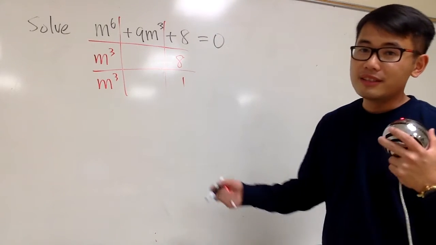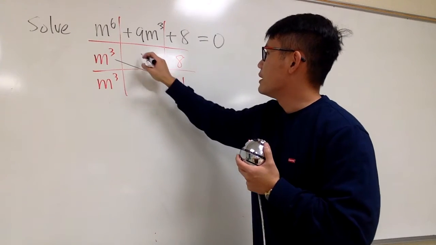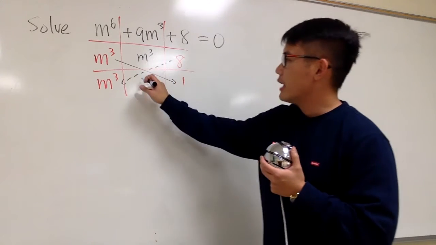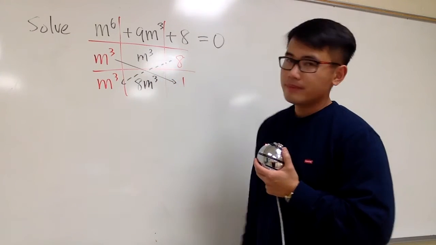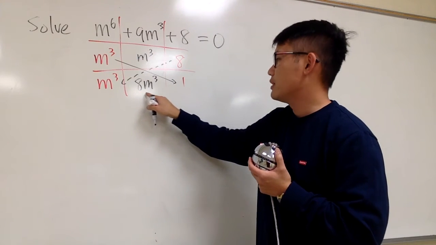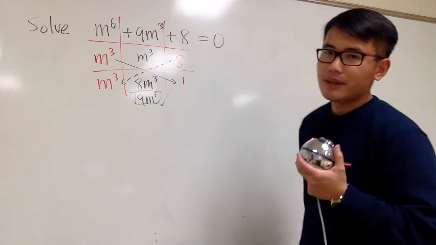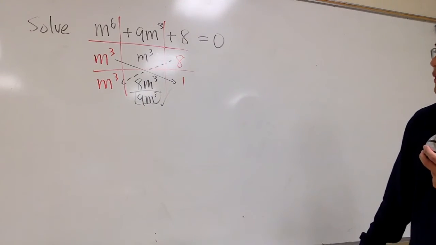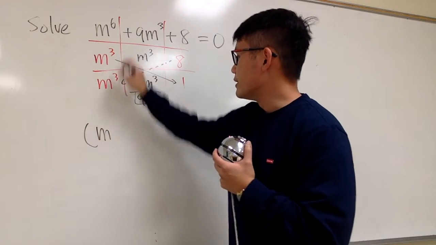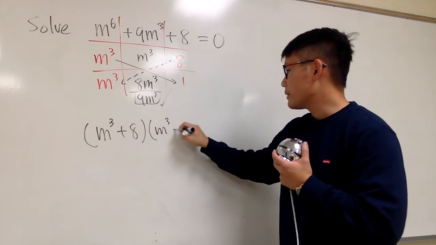Both being positive, and this is going to work because I can show you this times this, m to the 3rd power times 1 is just m to the 3rd power. 8 times m to the 3rd power is 8m to the 3rd power. Together, this is 1m to the 3rd power plus another 8m to the 3rd power. That's 9m to the 3rd power. So that's good, right? So now we know this is going to be factorable, and we have m to the 3rd power plus 8 times m to the 3rd power plus 1.